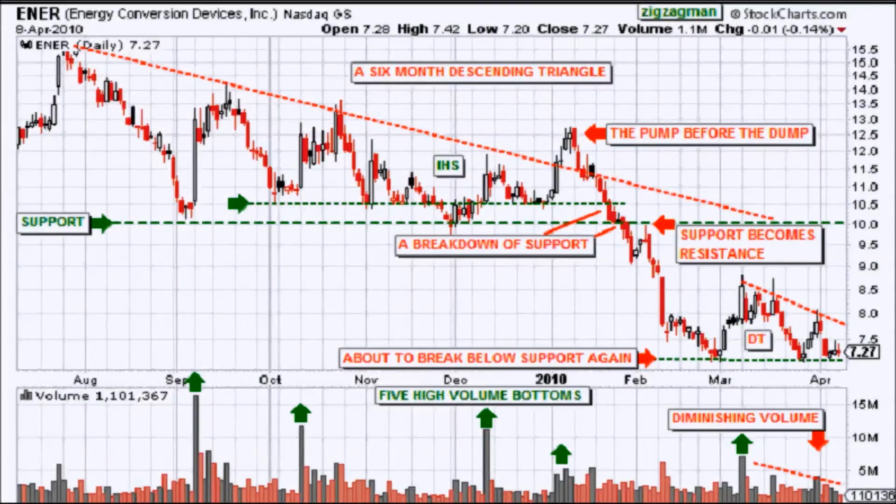Now that you basically know how chart patterns work, in part 2, I'll be loading up a number of different charts that have various chart patterns on them to show you that chart patterns do work.